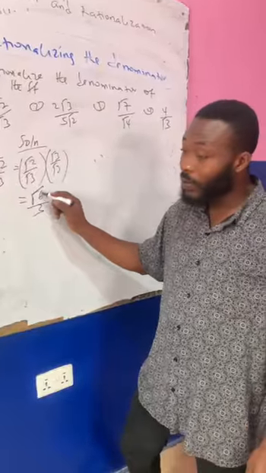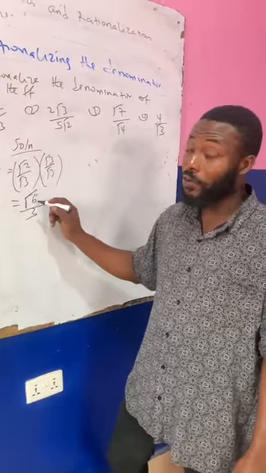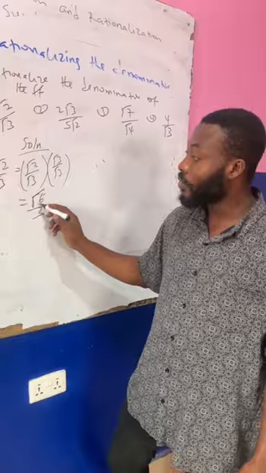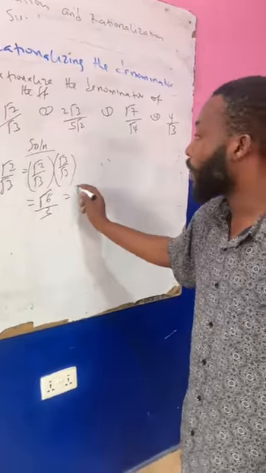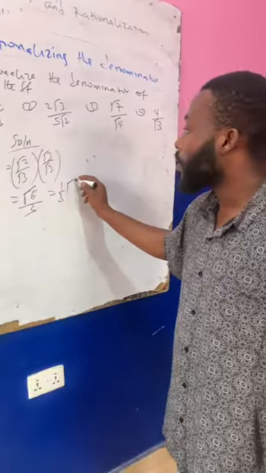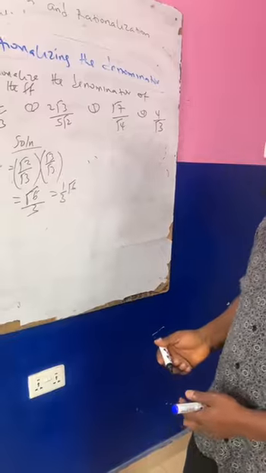Now be careful, don't go and say that 6 will go here. No, this is square root of 6. It's not 6, there are two different things. So your answer is root 6 over 3, or you can write it as 1 over 3 square root of 6.